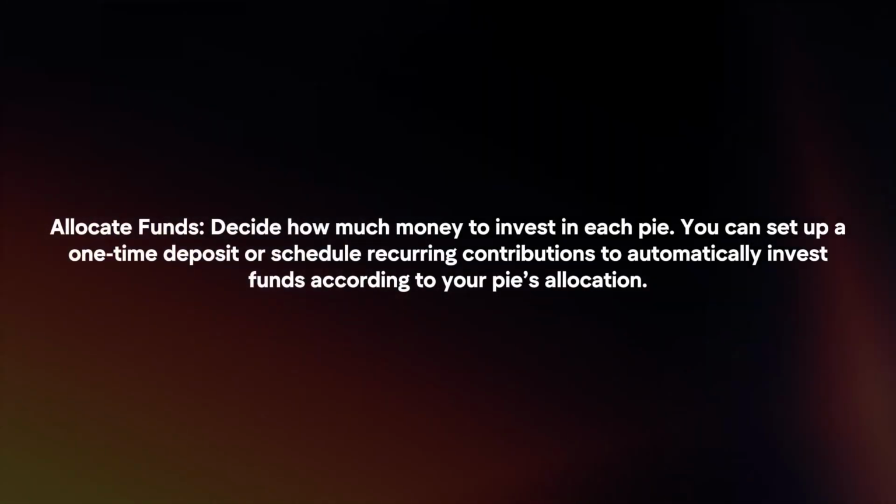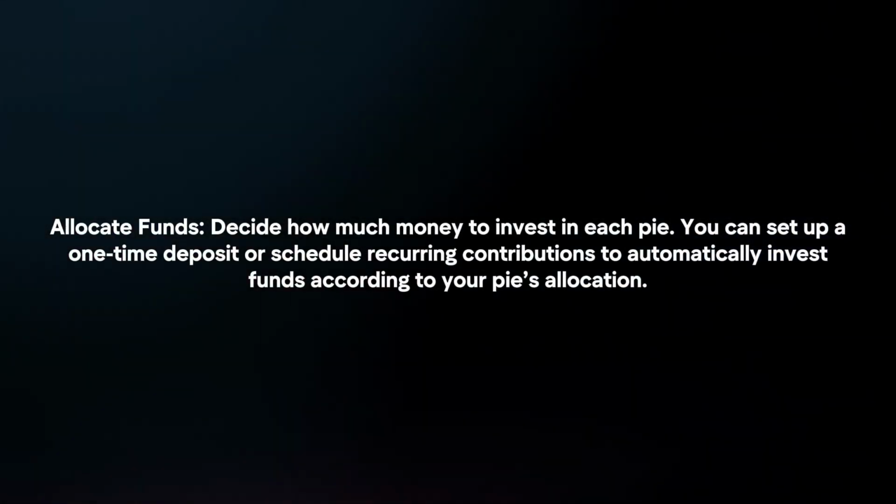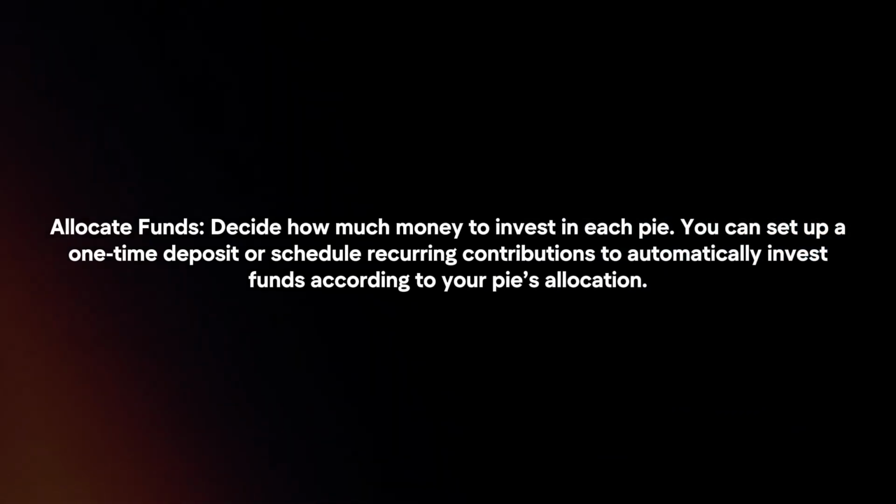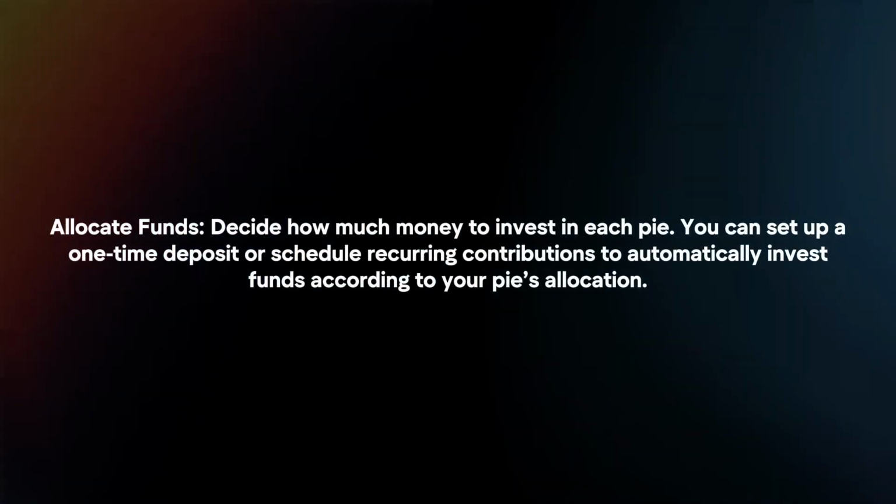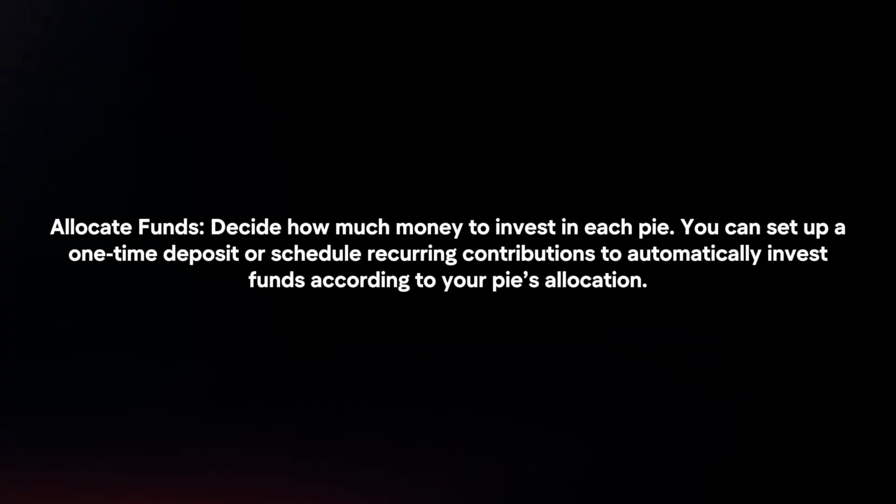Allocate funds. Decide how much money to invest in each pie. You can set up a one-time deposit or schedule recurring contributions to automatically invest funds according to your pie's allocation.